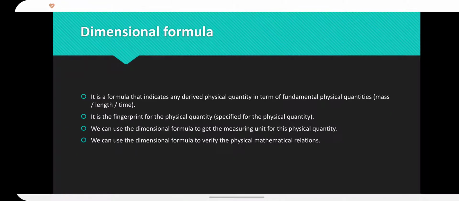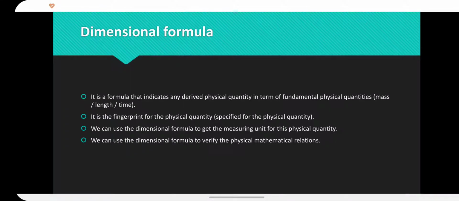So the dimensional formula is the formula that indicates any derived physical quantity in terms of fundamental physical quantities, which are mass, length and time. It's just like a fingerprint. Any physical quantity has a unique dimensional formula, so it's the fingerprint for the physical quantity. We can use the dimensional formula to get the measuring unit of this physical quantity. This is absolutely correct.